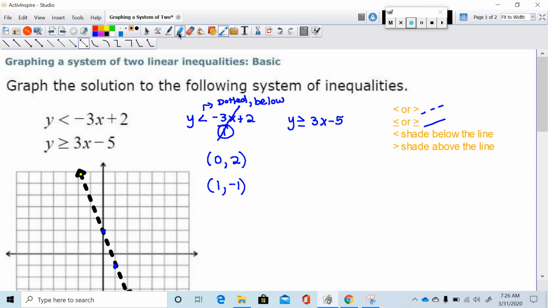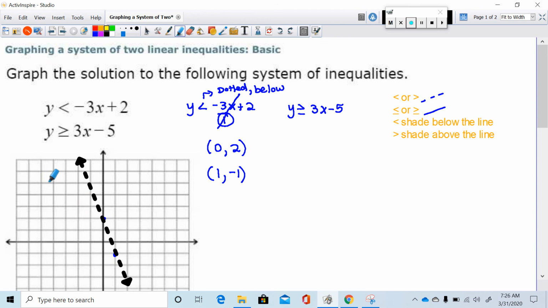And I said I'm going to color below that. You really shouldn't go over the dotted line. Dotted line means you can't include that point. Okay, so this one's underlined, so that's going to be a solid line. And it's greater than, so that's going to be above that line.